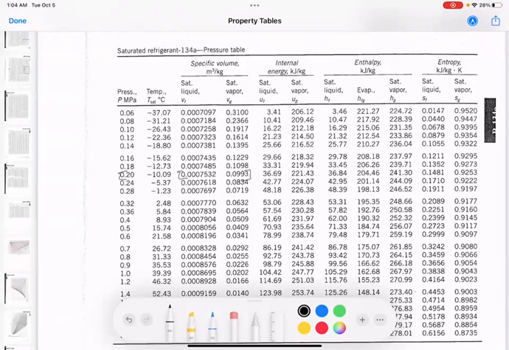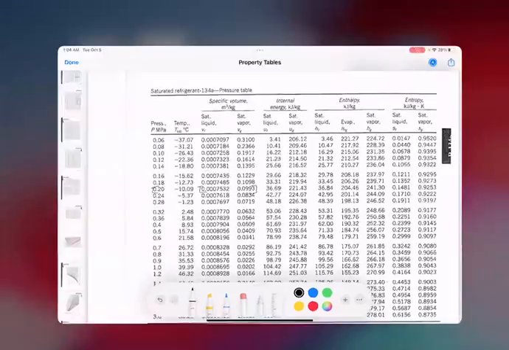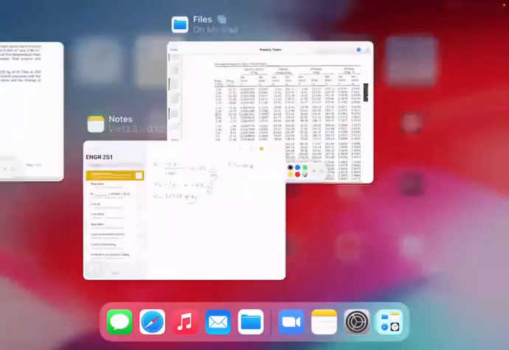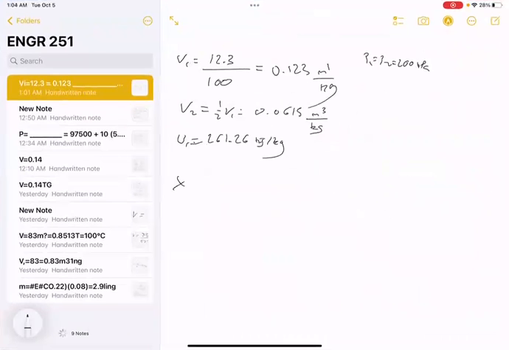And let's divide that by 0.0993 minus 0.0007532. All right, that makes more sense. And we're getting a quality of 0.62. All right, so let's just write that down so we can note. We're saying x2 equals 0.62.